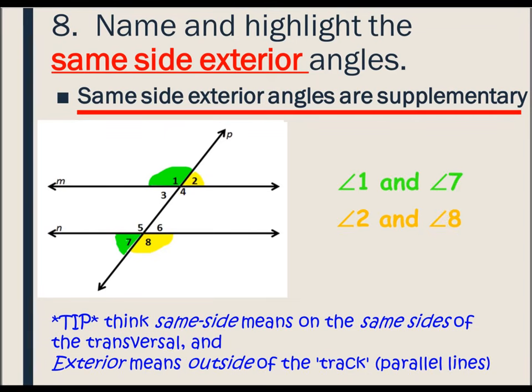All right, and lastly, we have same side exterior angles, and those are also supplementary. So if I look at angles 2 and 8, they are on the same side. However, 2 is an acute angle, 8 is obtuse, so they add up to 180. And then 1 and 7, same thing. So the same side, exterior angles.